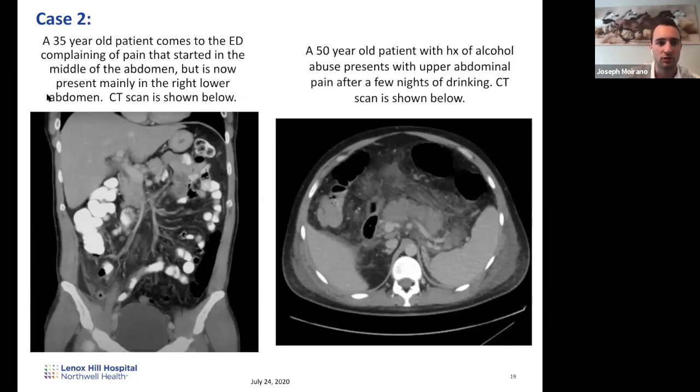Okay, so for this quick case, a 35-year-old patient comes to the ED complaining of pain that started in the middle of the abdomen, but is now mainly present in the right lower portion, and that CT scan is shown. And then a 50-year-old patient with a history of alcohol abuse presents with upper abdominal pain after a few nights of drinking, and that scan is shown below. First, just to orient ourselves, these two CT scans are taken in different planes. Does anyone know what two planes these CT scans are taken in?